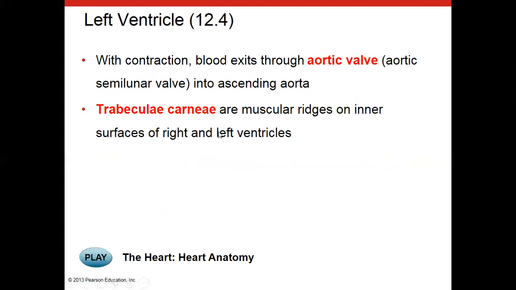The left ventricle contracts and pumps blood through the aortic valve, which is also the aortic semilunar valve. Similar to the pulmonary semilunar valve, there are three cusps of the valve, and they are shaped like a half moon. Blood exits the left ventricle through that valve while it's open and goes into the aorta, the largest artery in the body. Muscular ridges on the inner surface of the right and left ventricles are called trabeculae carneae.